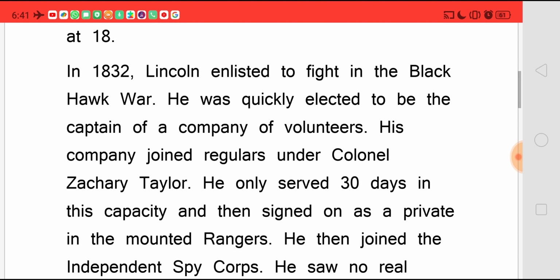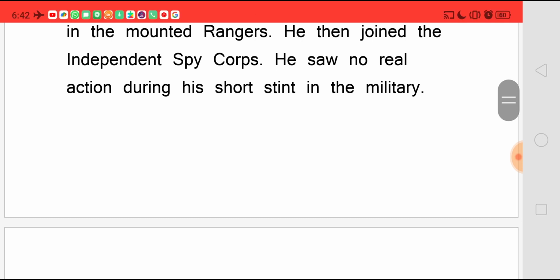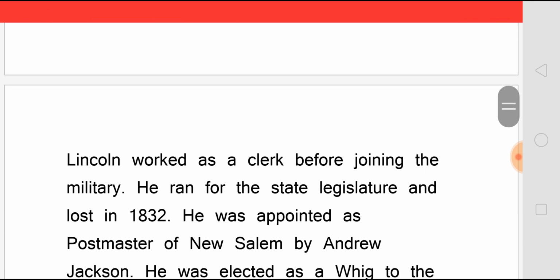In 1832, Lincoln enlisted to fight in the Black Hawk War. He was quickly elected to be the captain of a company of volunteers. His company joined regulars under Colonel Zachary Taylor. He only served 30 days in this capacity and then signed on as a private in the Mounted Rangers. He then joined the Independent Spy Corps. He saw no real action during his short stint in the military.